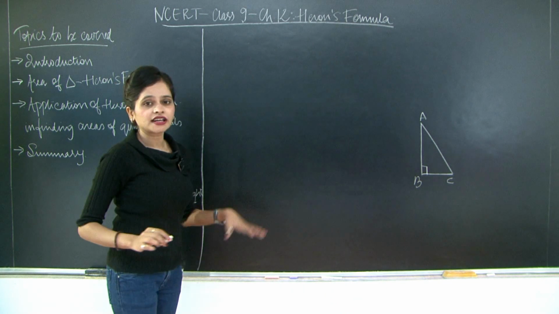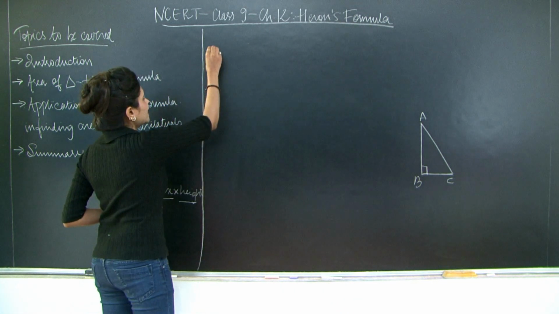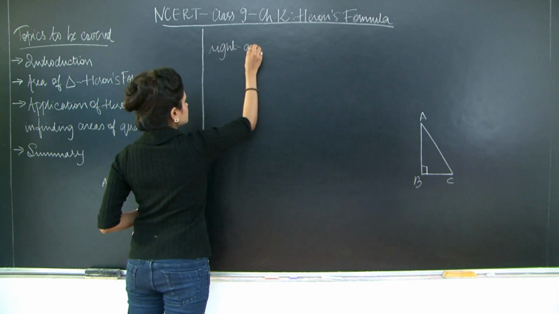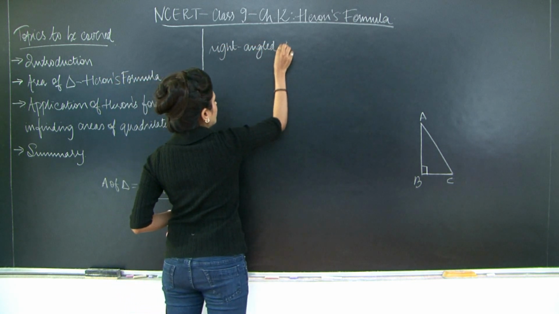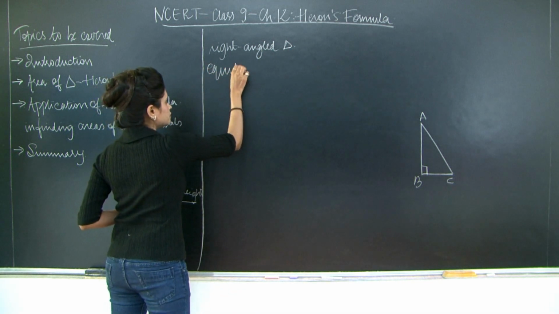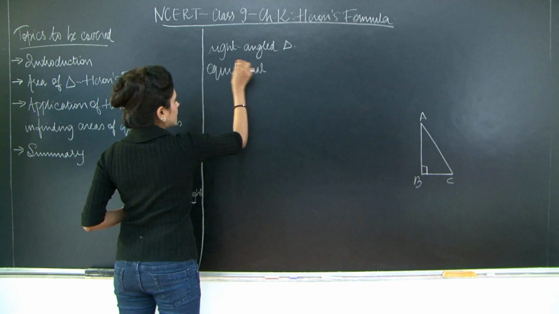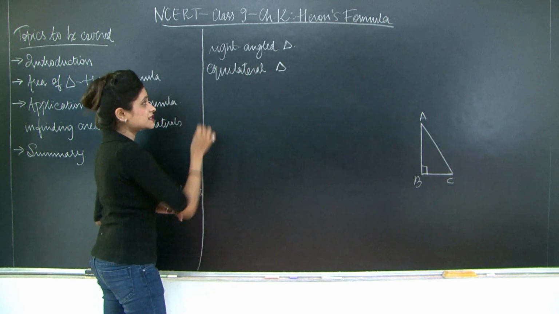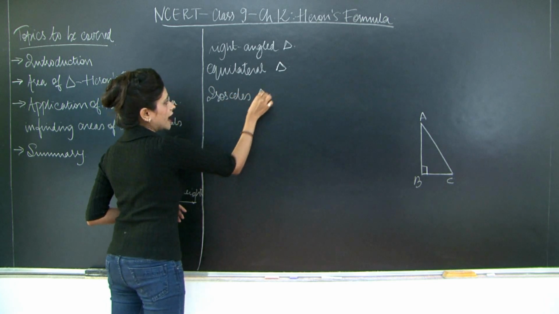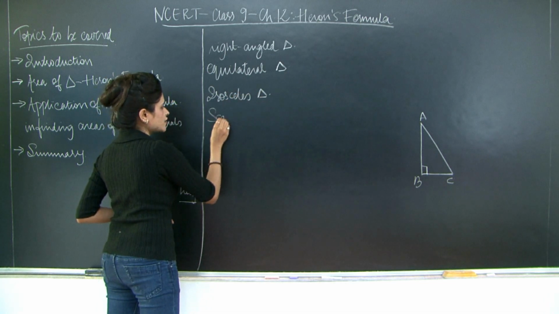So let's say the different kind of triangles that we have. We have a right angled triangle, then we have equilateral triangle, we have isosceles triangle, and finally we have scalene triangle.